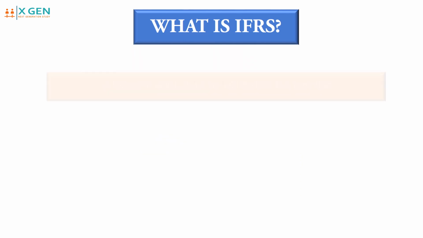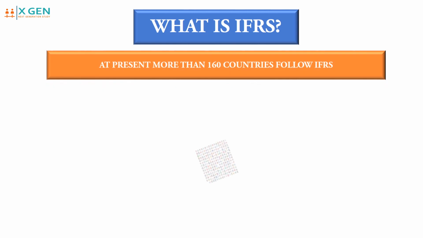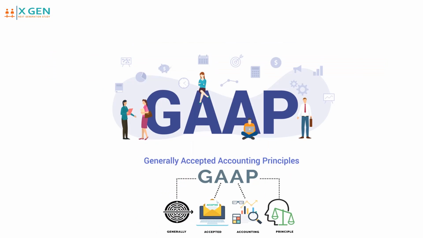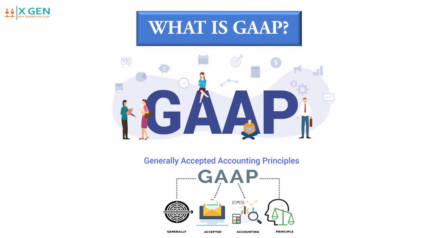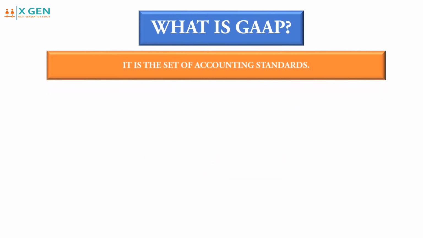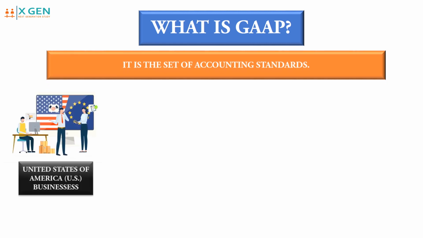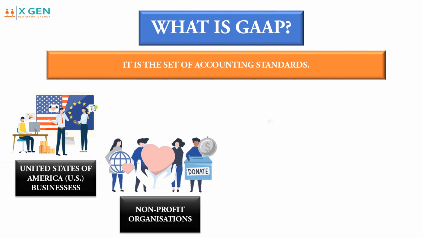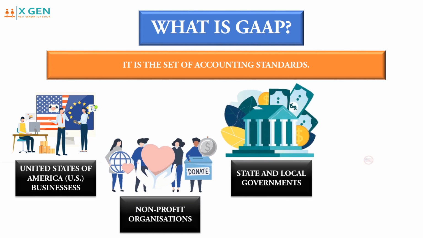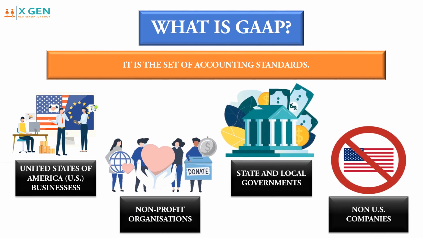At present, more than 160 countries follow IFRS. GAAP stands for Generally Accepted Accounting Principles and is a set of accounting standards which are followed by most US businesses, not-for-profit organizations, state and local government, as well as non-US companies that list their stock on US stock exchanges.